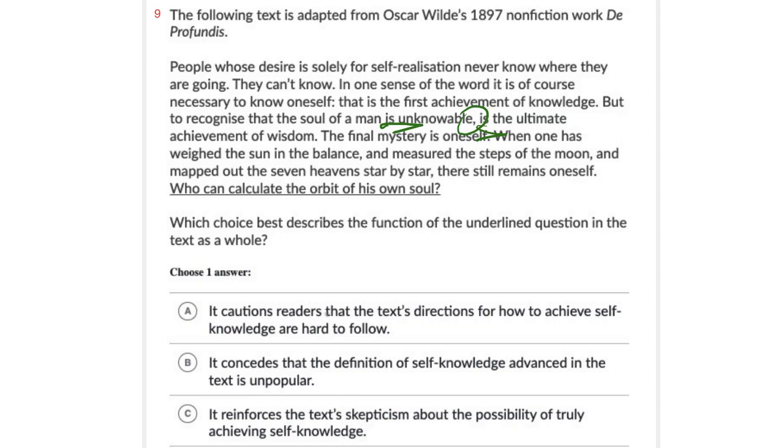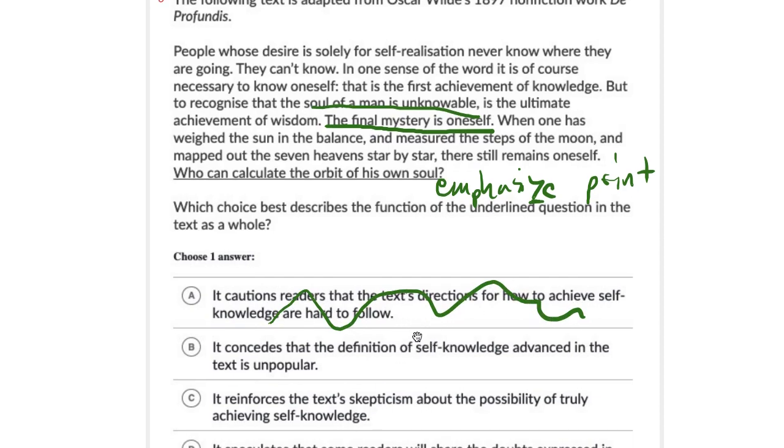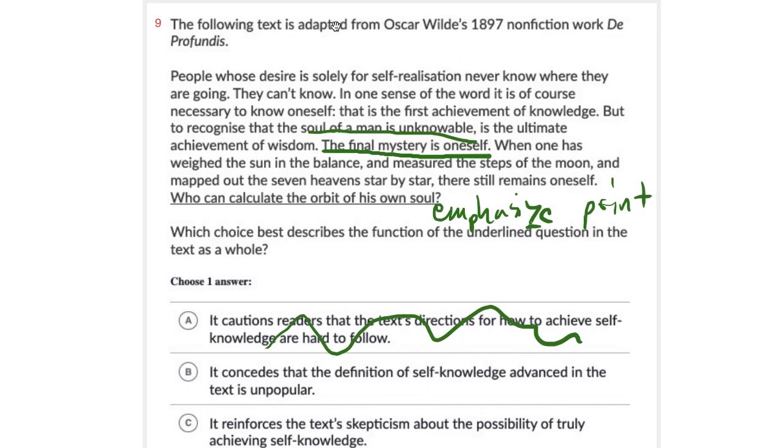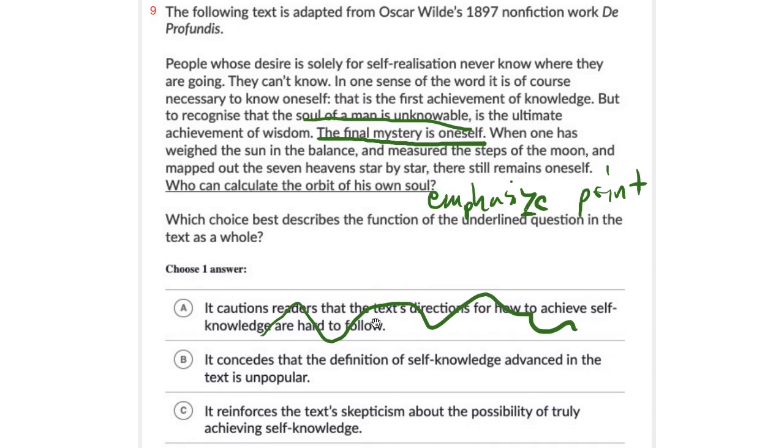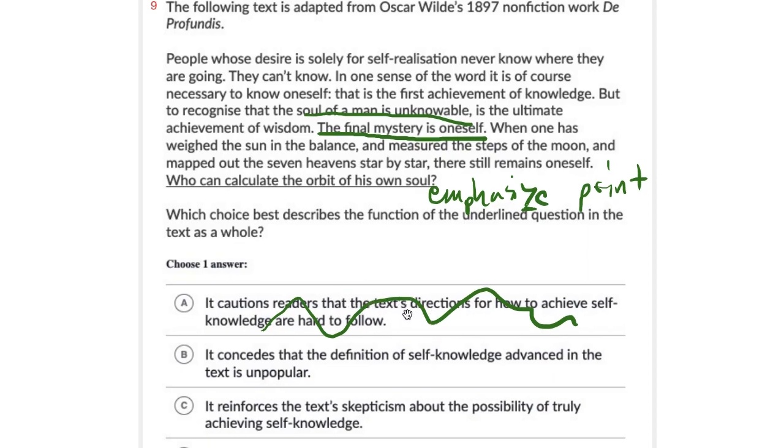Okay, so the function there, I think, is to, in a literary way, using some figurative, metaphorical language, emphasize a previous point, a point about the difficulty of self-knowledge. It doesn't caution readers that the directions are hard to follow. I've mentioned this in other videos, but when you have a literary passage, a poem, or literary writing like this, you want to be wary of the really superficial, literal type answers.